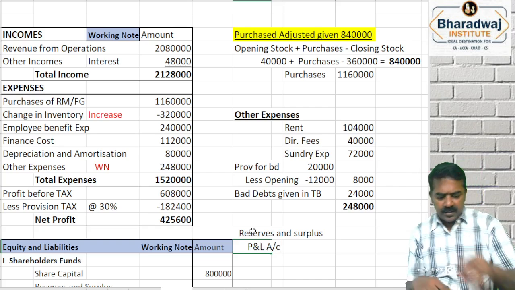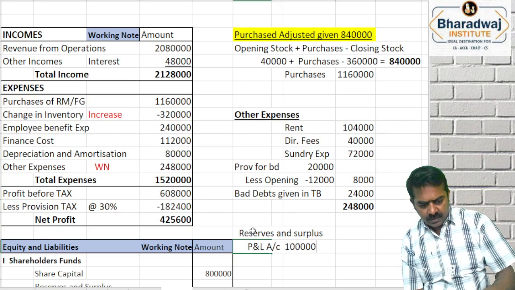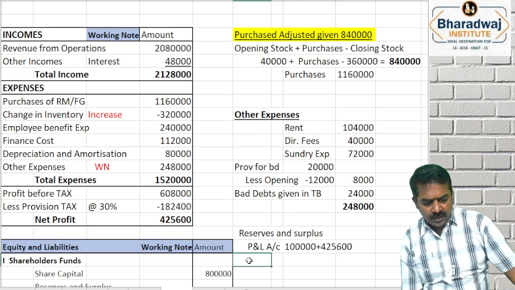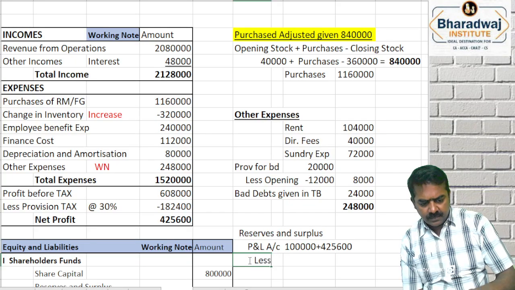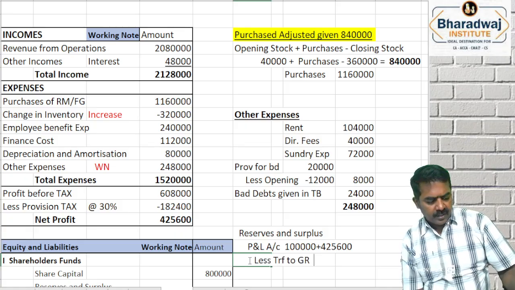What is the opening balance? 1 lakh, sir. Plus 425,600, less how much transfer to reserve? 10%, sir. 10% of net profit, 42,560.